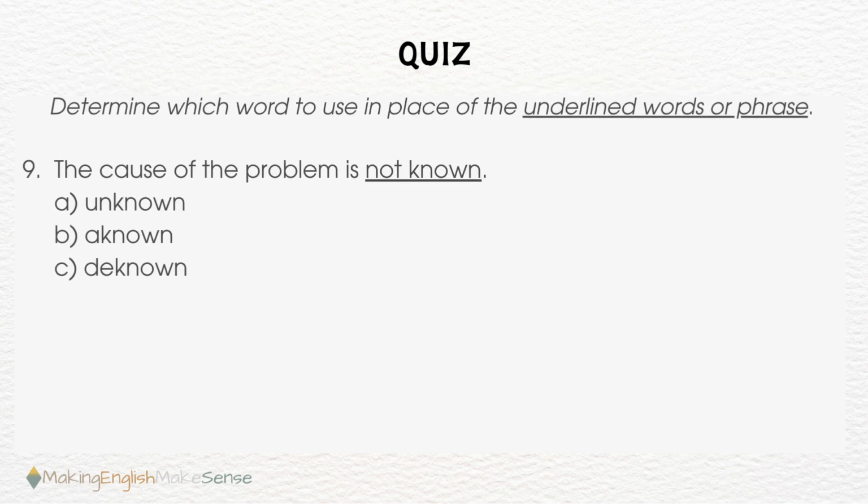And finally, number 9, the sentence, "The cause of the problem is not known," and the phrase we want to replace is not known. So can we replace it with A, unknown, B, a known, or C, de known? And the answer to number 9 is A, unknown.